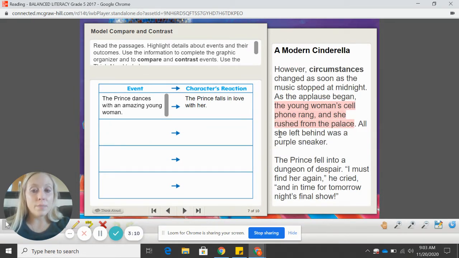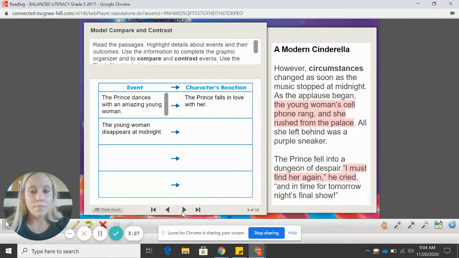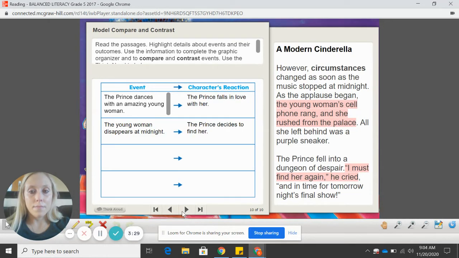Okay, so if we look at this part, the young woman's cell phone rang and she rushed from the palace. So she disappears at midnight. And then go ahead and pause again. Figure out what his reaction is. The prince decides to find her. "I must find her again," he cried. So that's his reaction to the woman disappearing.